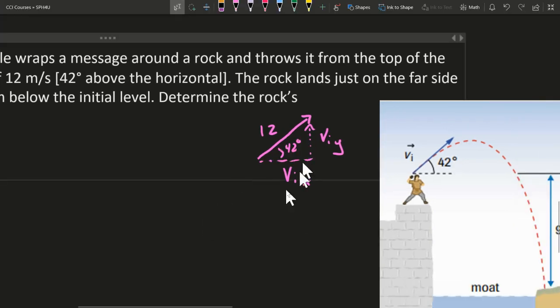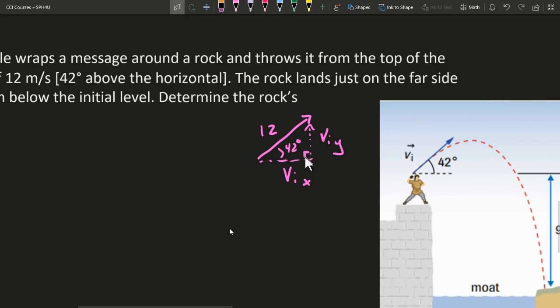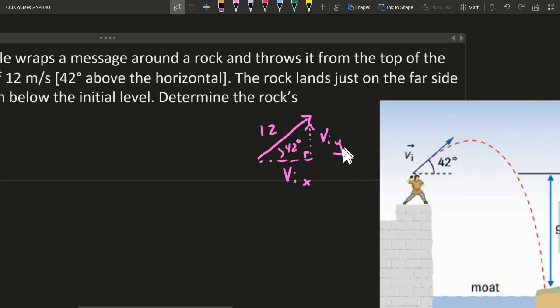Thinking about this as a right triangle. Why is it a right triangle? Well, because y and x are defined as being perpendicular to each other. So they're always going to be perpendicular to each other, right? If they're not perpendicular to each other, then they're not y and x.